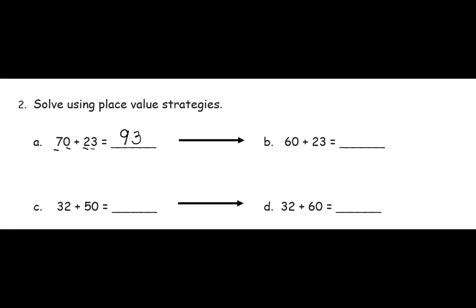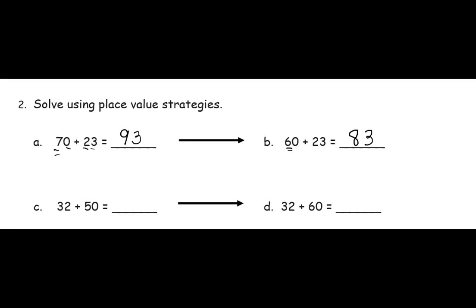The related problem is 60 plus 23. Well, 60 is 1 less 10 than 70, so I know my answer will be 1 less 10. That means 60 plus 23 would be 83, because 83 is 1 less 10 than 93.